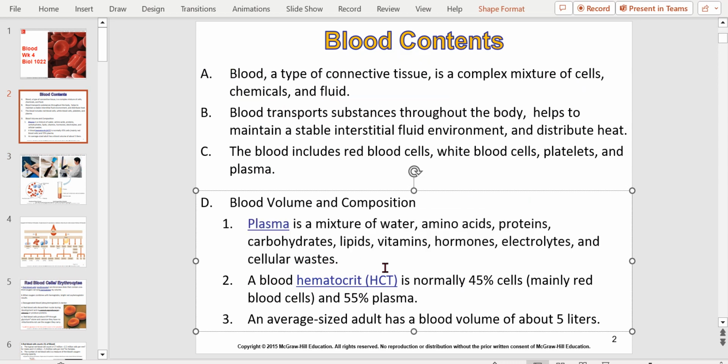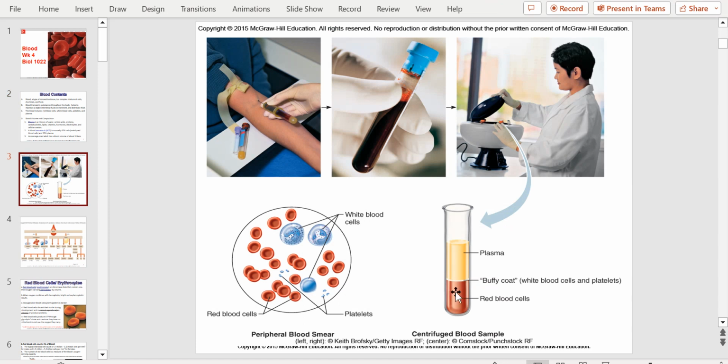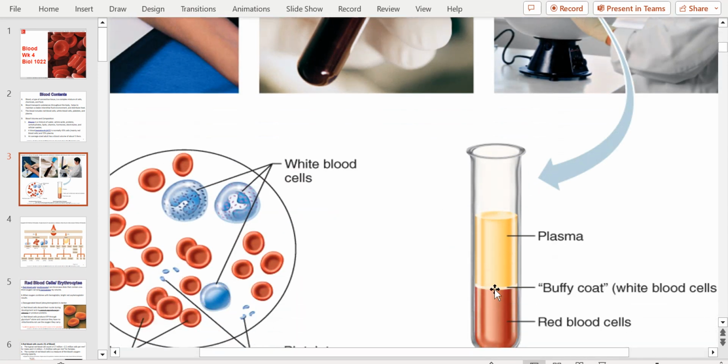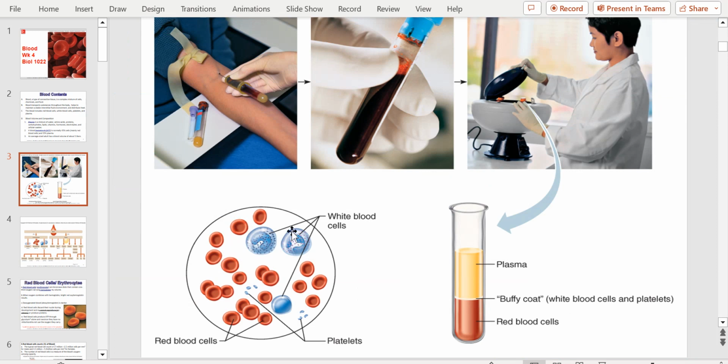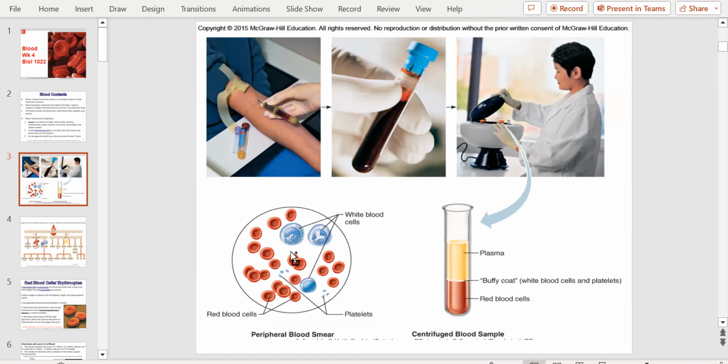There's a lot going on: water, amino acids, proteins, sugars, fats, vitamins, hormones, salts, cellular waste. Then you have the RBCs down here, so that's about 55% plasma, 45% RBCs or so. And then you'll see that you have this buffy coat, and these are your WBCs and platelets as well. And just a microscope slide of what all is going on here.